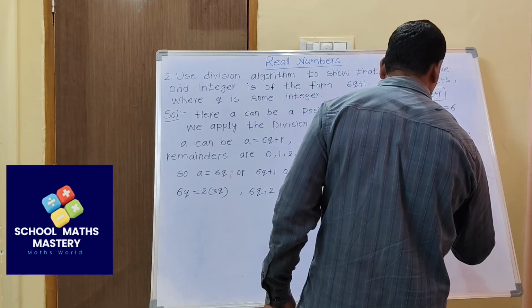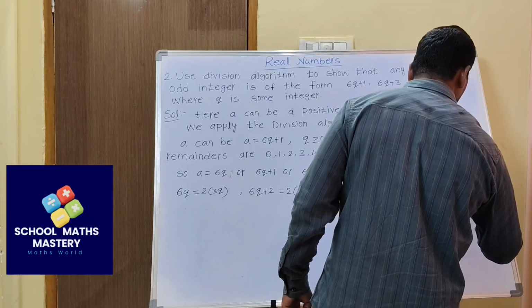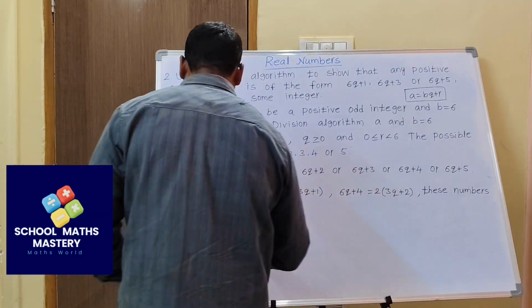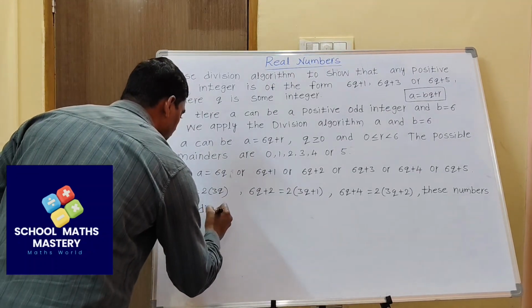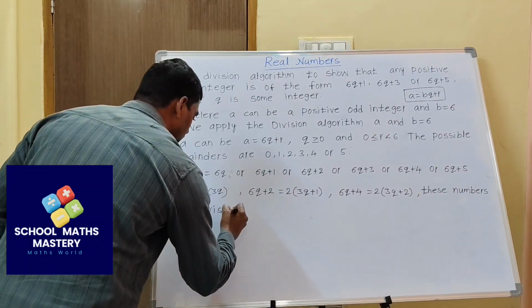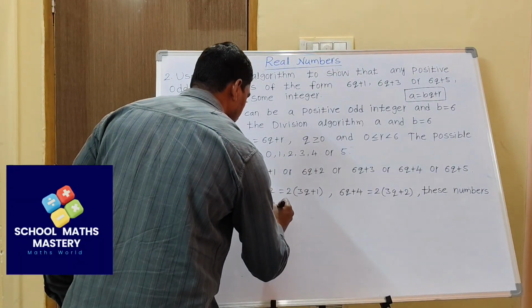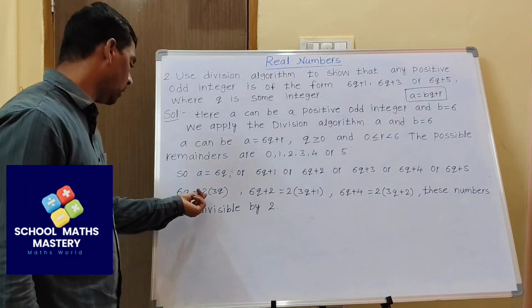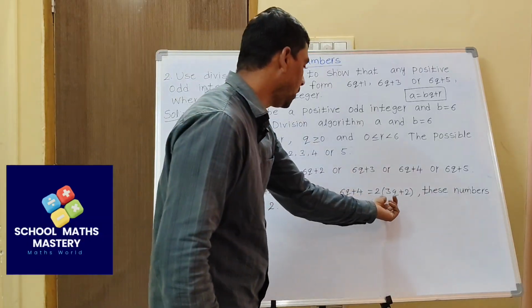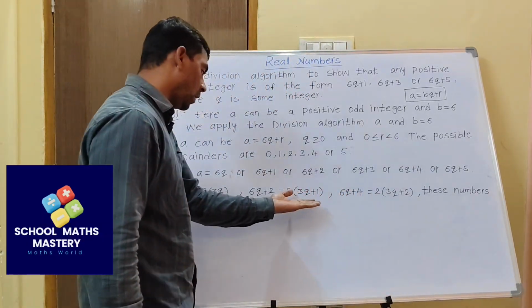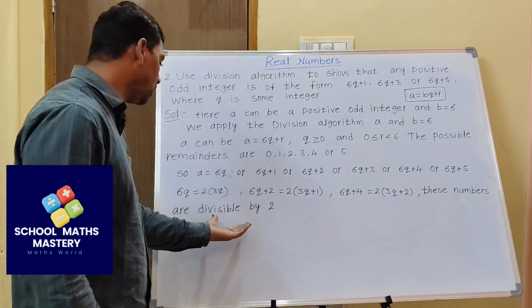These numbers are divisible by 2. Look here: 2 into 3q, 2 into 3q plus 1, 2 into 3q plus 2. So these three numbers are divisible by 2.